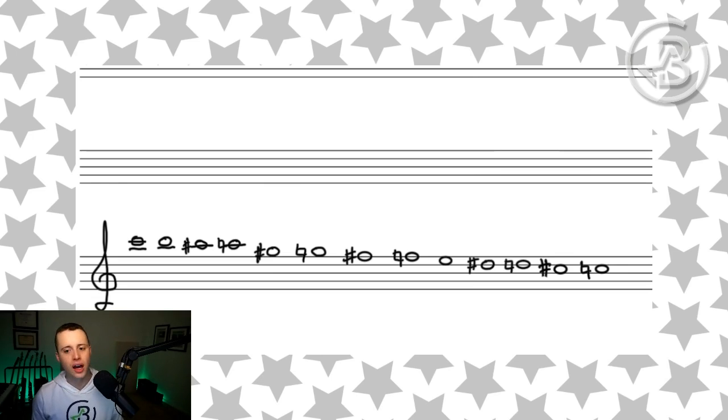for the key of G. You would just use G and then sharp notes for the enharmonic equivalents, and then for descending, you do it just like this with natural notes, canceling out those sharp accidentals on the way down.